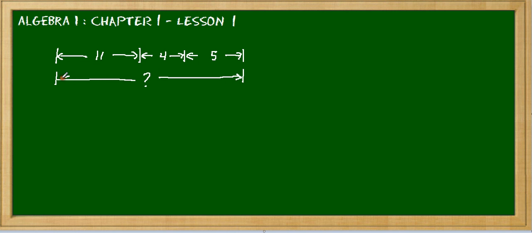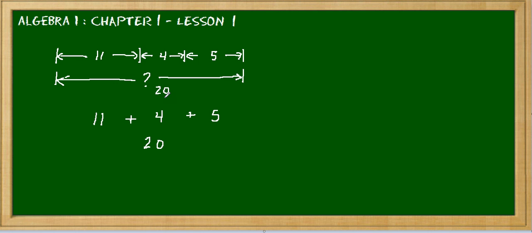So I've given you a hint already. So we would need to go to each of these segments and add them together. We would have 11 plus 4 plus 5. And if we added these together, we have 11 plus 4 would be 15. And if we add 5, the answer would be 20. So the answer to this segment, the length, would be 20.